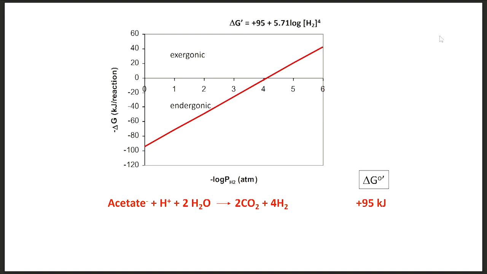So if you make a graph of this relationship, it looks like this, the delta G. This is the minus delta G, so that's how you get exergonic at the top. As a function of the partial pressure of hydrogen, then you get this relationship. And you can see that if the hydrogen concentration is lower than 10 to the minus 4, roughly, then the reaction becomes exergonic. So if the hydrogen concentration is higher, it's endergonic, not favorable, and if the concentration is low enough, it's favorable.